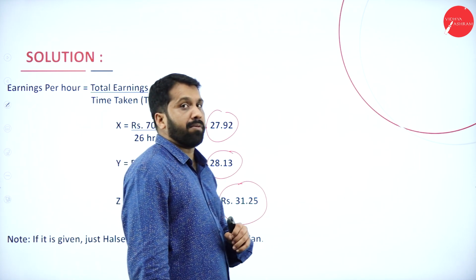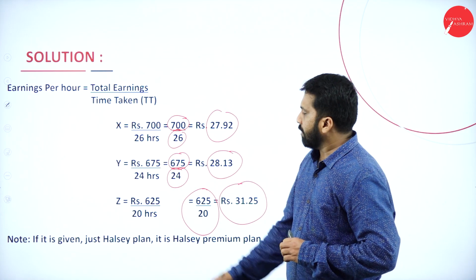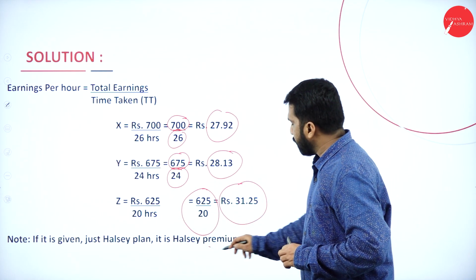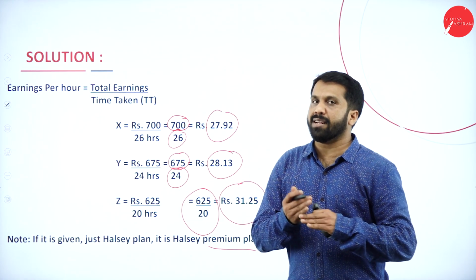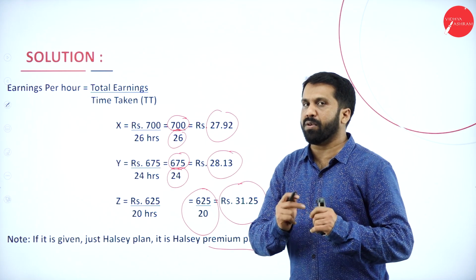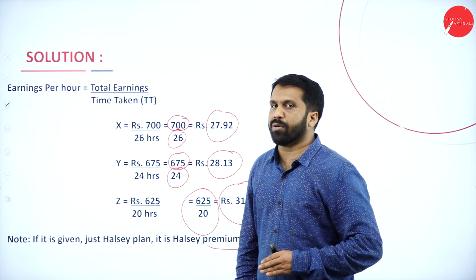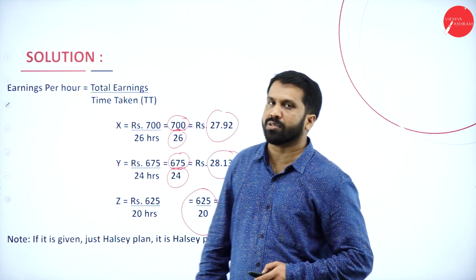In this, if they have not given row 1 plan, your answer must be what? If it is given just wholesale plan, it is wholesale premium plan. If they have given row 1 also, then wholesale plan as well as row 1 plan. Hope you understood. This is all about your wholesale. Before I go to row 1 plan, I'll go back to the slides. You can take screenshots.